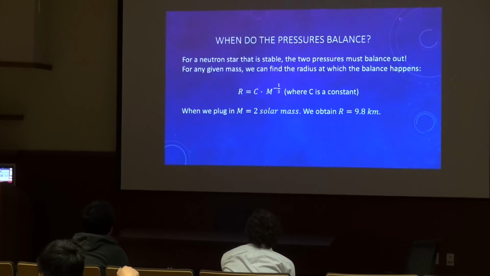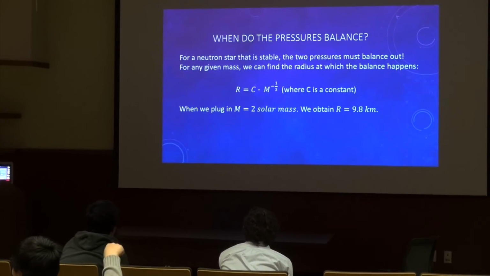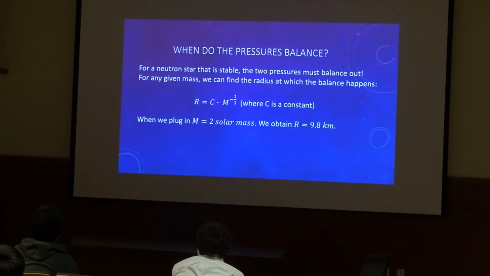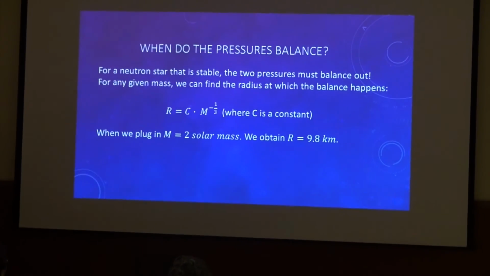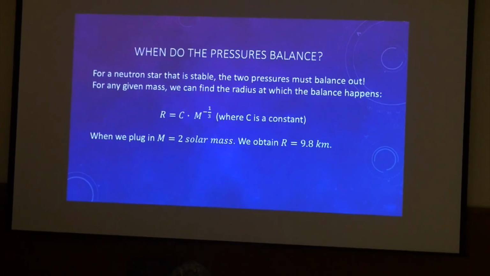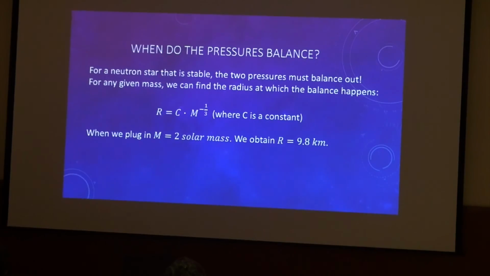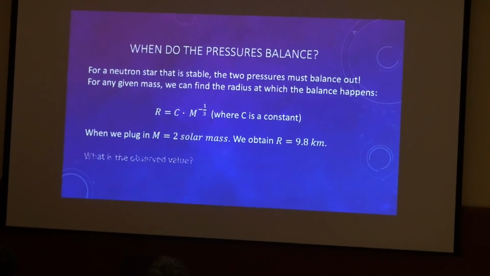Yes, so R equals C times m to the negative 1/3. If you increase the mass, yep, the radius decreases, which is kind of counterintuitive, right? But the more stuff you have, the smaller the radius of a neutron star is going to be.